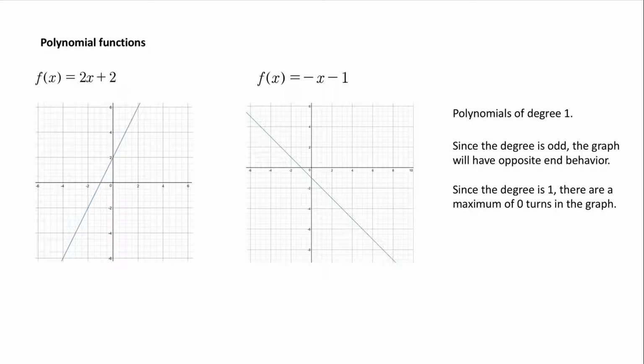The first graph extends from lower left to upper right, and the second graph extends from upper left to lower right. Since the degree is 1, there are a maximum of 0 turns in the graph, which we can see since straight lines have no turns.